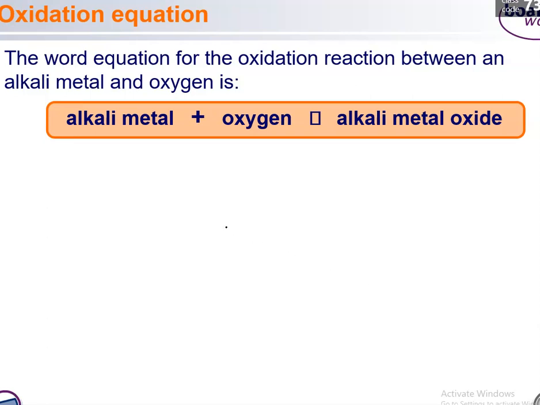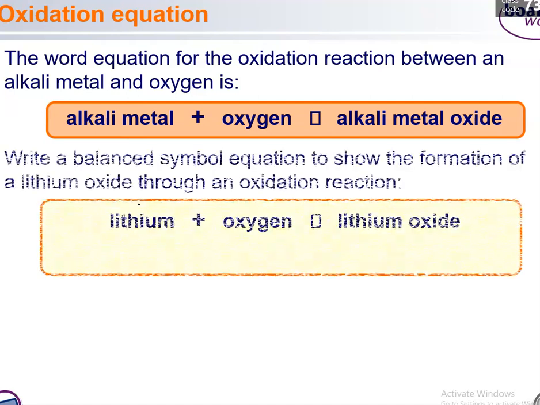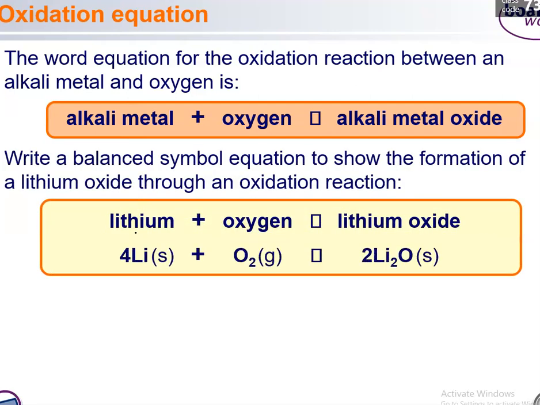Okay, now let's look at the oxidation equation. Now, you have to be able to write a balanced equation, a full balanced symbol equation, of the alkaline metals' reaction with oxygen. Okay, so let's look at lithium. If lithium reacts with oxygen, you will get lithium oxide. Remember, we said that the alkaline metals react with oxygen to produce metal oxide.